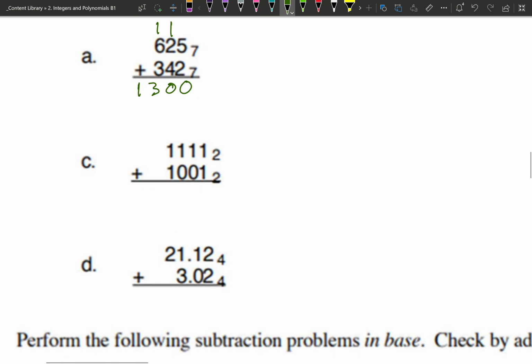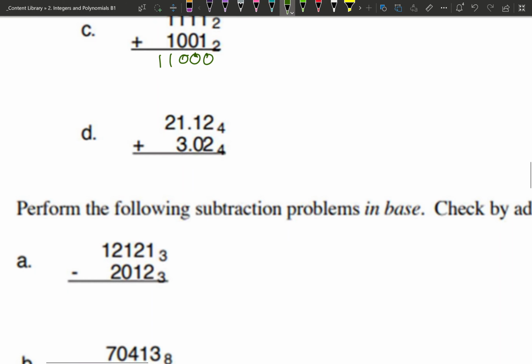Let's do the same thing in binary over here. 1 plus 1 is 2. 2 is 1 2 and 0 1s. 1 plus 1 is 2, which is 1 2, and 0 1s. 1 plus 1 is 0 1s and 1 2. 1 plus 1 plus 1 is 3, and we write 3 as 1 2 and 1 1. Try not to get the little tail on there. Great.